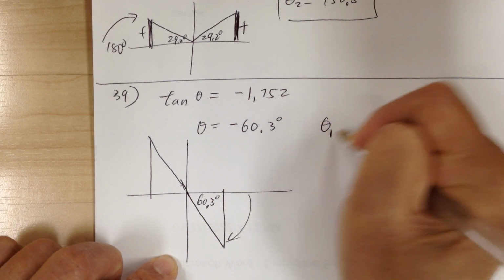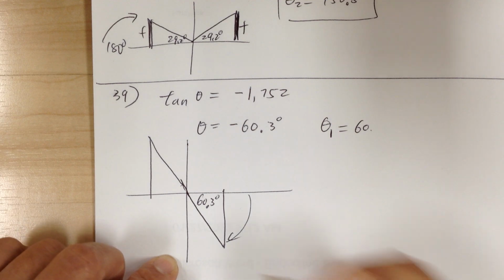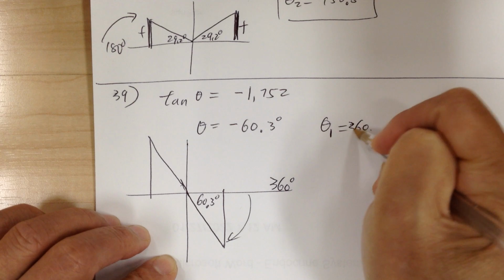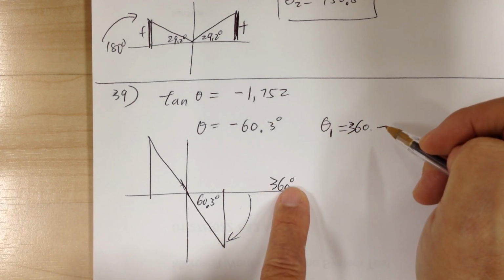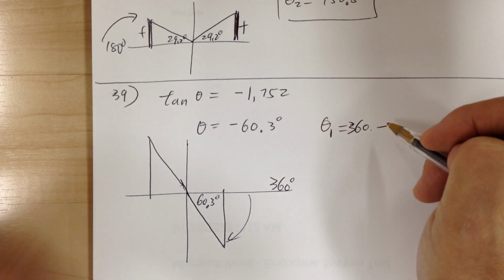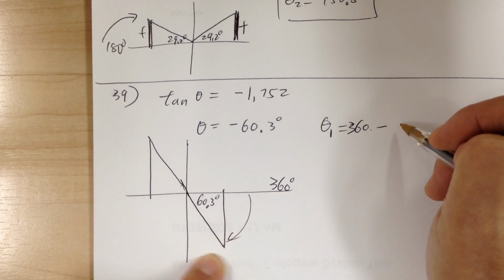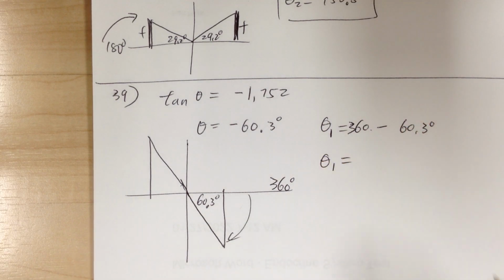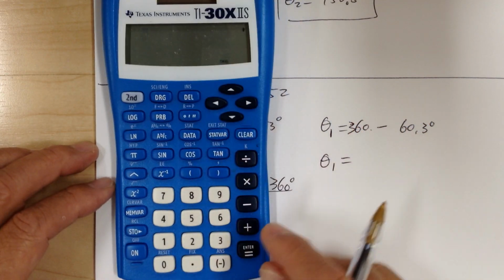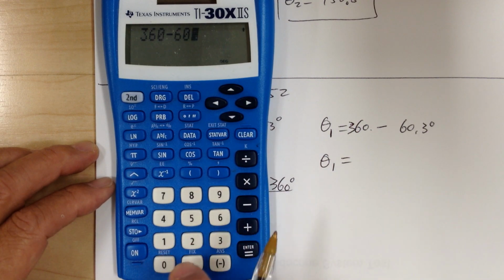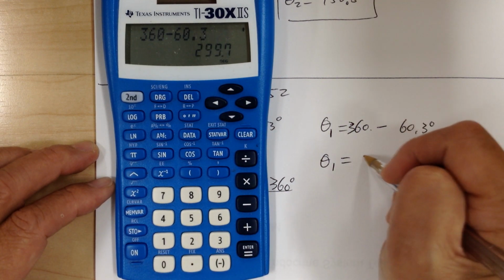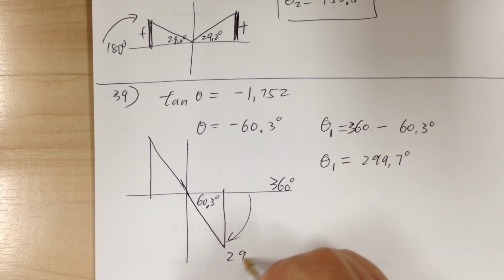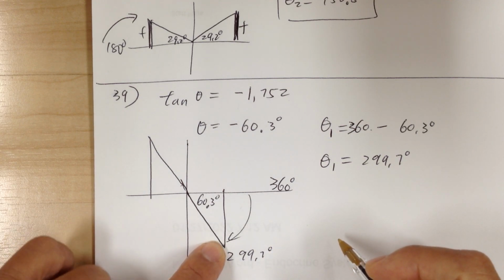So your theta 1 will equal to 60. Actually, you have to start with 360. So you go 360. You start off here. Just think about tracing your path. So 360 minus 60.3 degrees. So your theta 1 equal to 360 minus 60.3, equal to 299.7 degrees. So this is 299.7 degrees. So that's your theta 1.